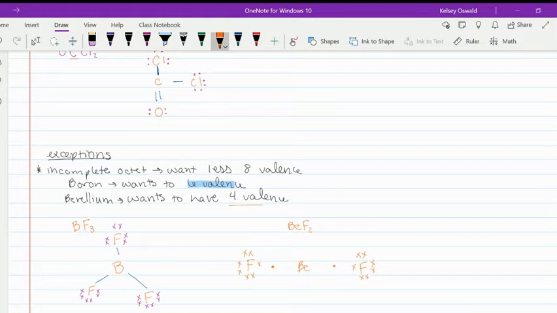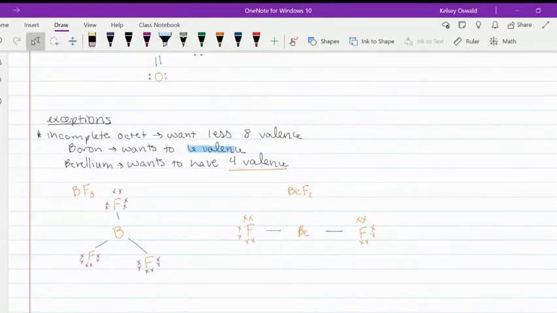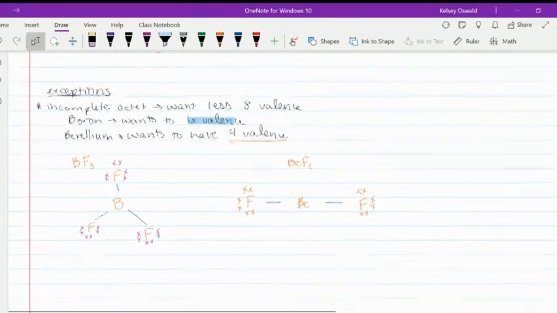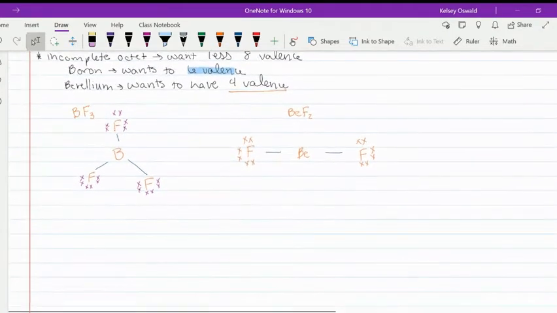And then we know beryllium wants 4 valence. Right now it only has 2, but needs 2 more, which it's going to get from sharing with each of the fluorines. So again, since we're sharing 1 pair or only 2 electrons, we're going to end up with beryllium still bonded to our 2 fluorines. So that is going to be your incomplete octet. Boron and beryllium do not want 8 valence. Boron only wants 6 valence electrons, beryllium only wants 4.